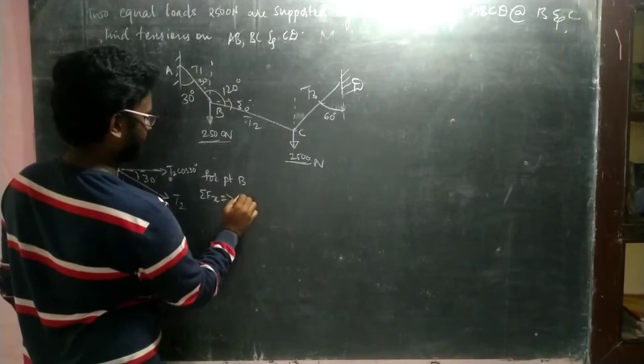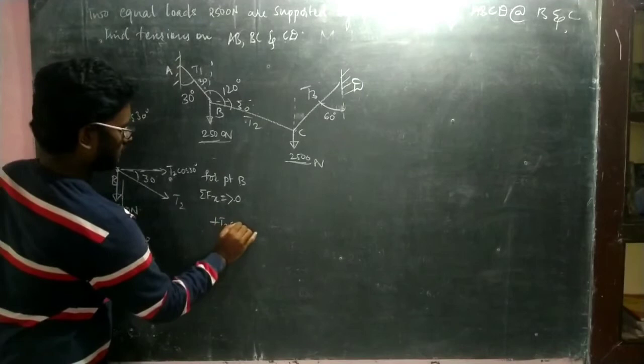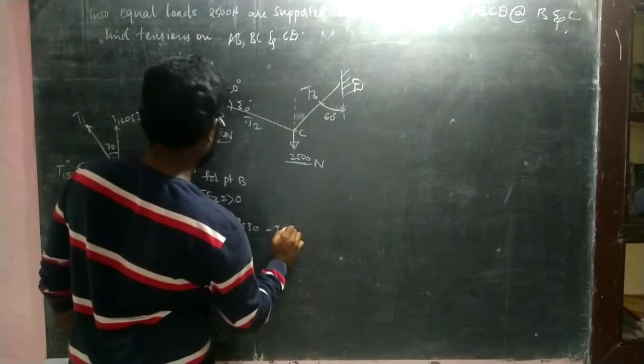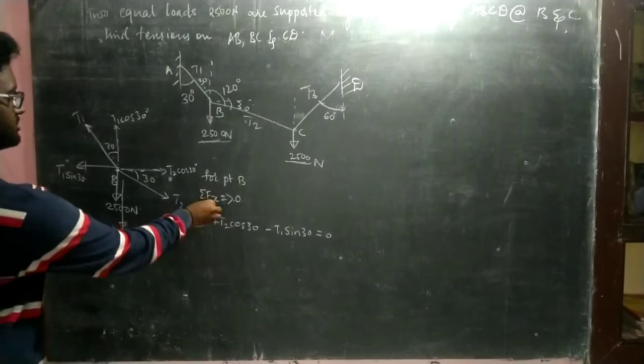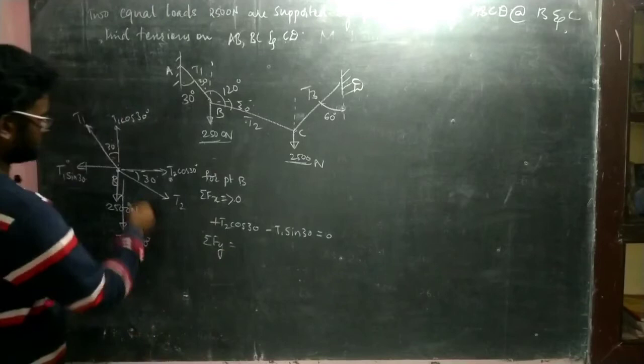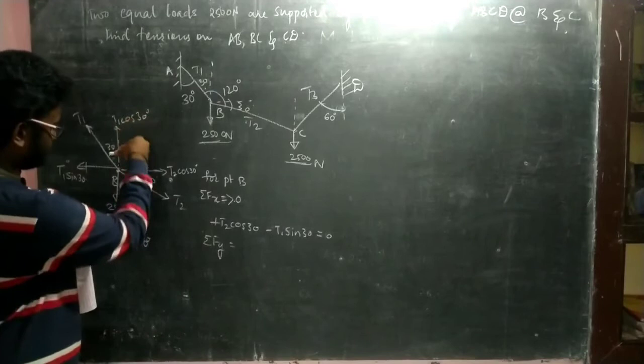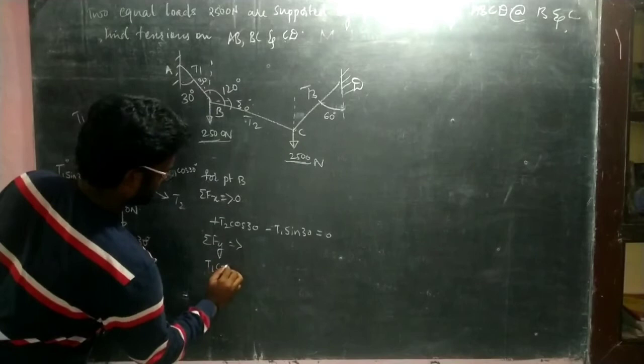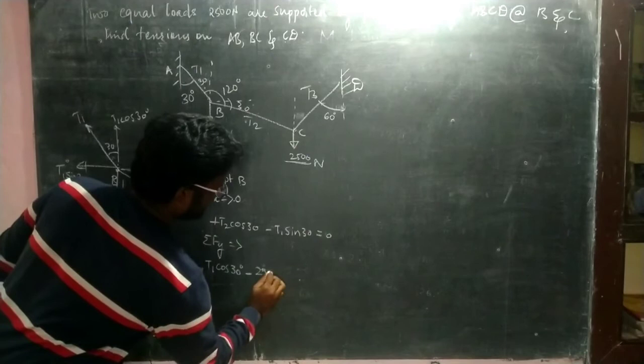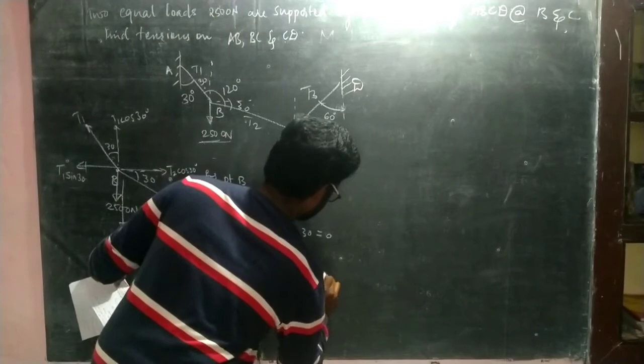So plus T2 cos 30 minus T1 sin 30 is equal to 0. So this is summation of Fx is equal to 0. Now considering summation of Fy, so we already have it here. This is positive and this is positive and this is negative. So this is T1 cos 30 degree minus 2500 minus T2 sin 30 degree is equal to 0.